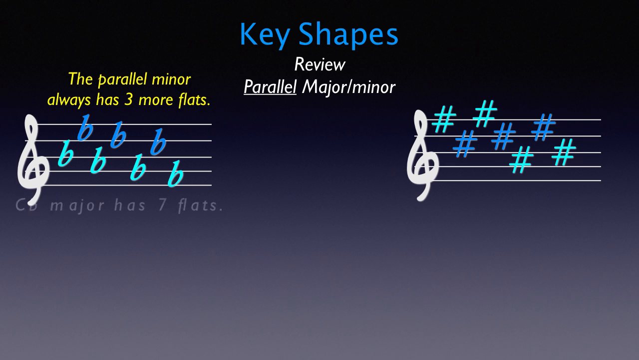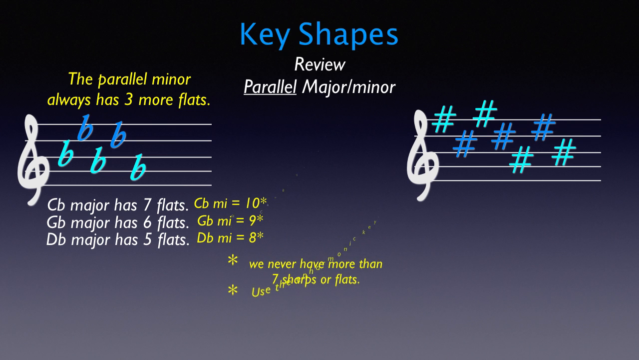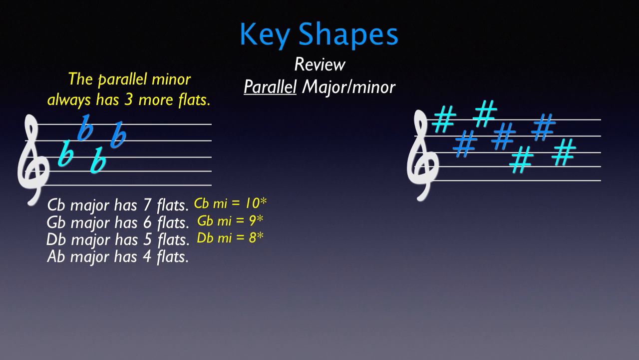The parallel minor always has 3 more flats. So here's an odd situation: how can we have 10 flats? We'll talk about that in a second. We never have more than 7 flats or sharps in a key signature, so use the enharmonic key. So instead of C flat, you're going to go to B. Instead of G flat, go to F sharp. Instead of D flat, be C sharp minor. A flat major has 4 flats, so A flat minor has 7.